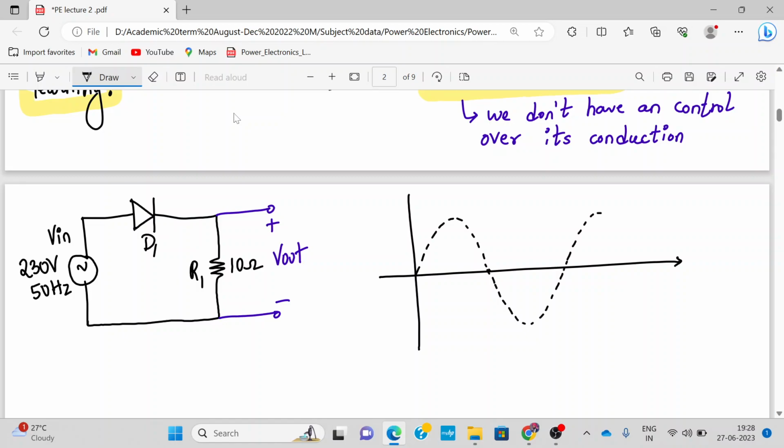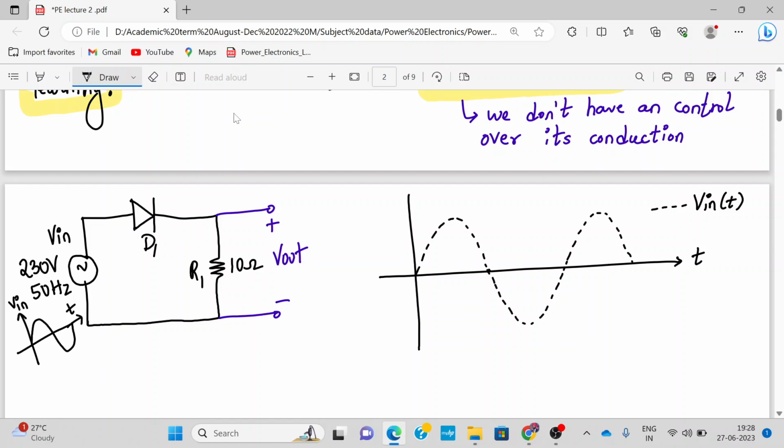So this is my input waveform. This dotted black line is my input waveform with respect to time. Now let me draw the output waveform. Now, in case the diode is on, during the positive half cycle, remember this is an AC signal, so it will go to positive half cycle and negative half cycle also. This is my V in.